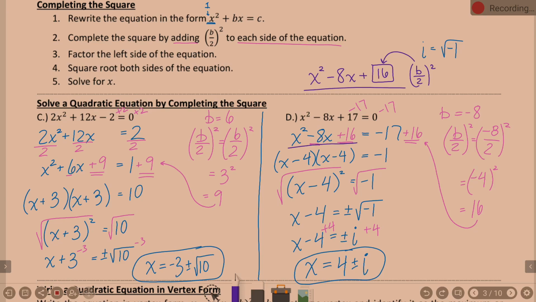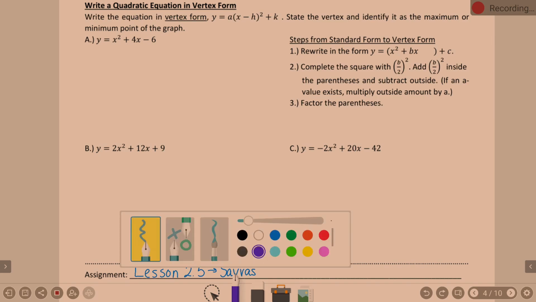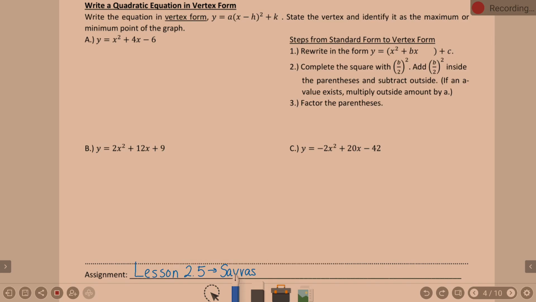Okay. Let's look at the bottom. We're doing a lot of the same steps, except slightly altered. Notice, I'm giving you steps again, aren't I? These same steps are on your blue paper. So we've just got to understand how to use them, what they mean. We're being asked to write the equation in vertex form, and then state the vertex and identify it as a maximum or minimum point of the graph.